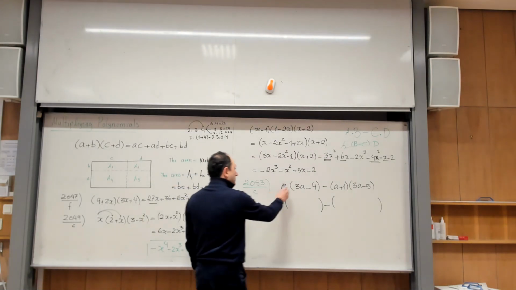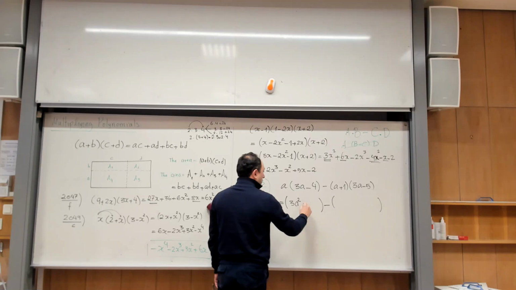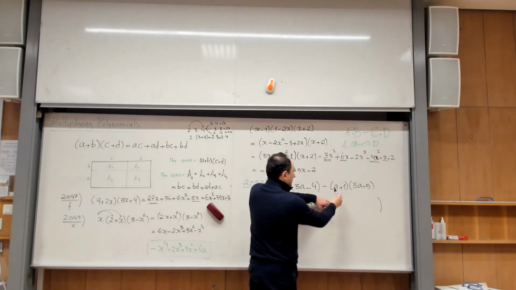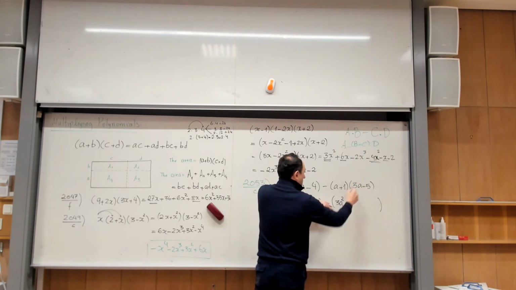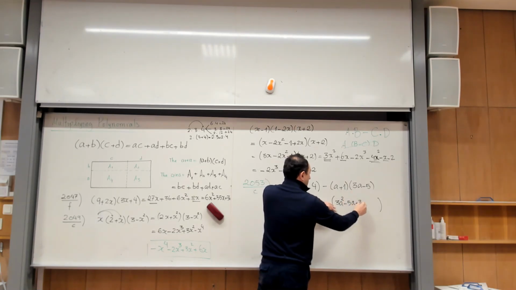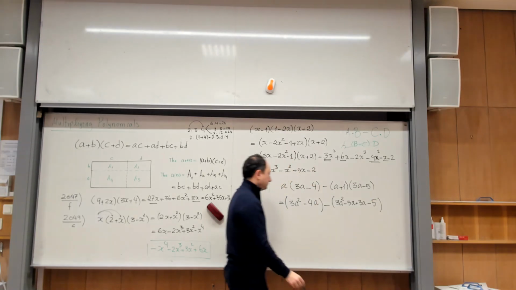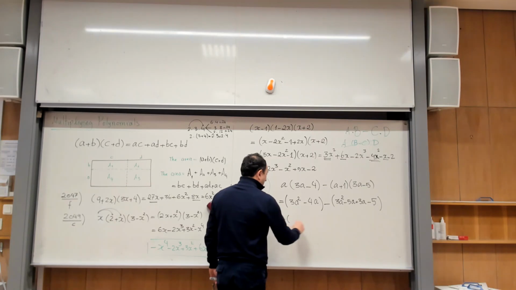So A times 3A is 3A squared. A times minus 4 is minus 4A. And now here, A times 3A is 3A squared. A times minus 5 is minus 5A. 1 times 3A is 3A. And then 1 times minus 5 is minus 5.